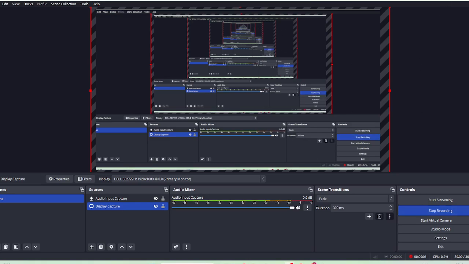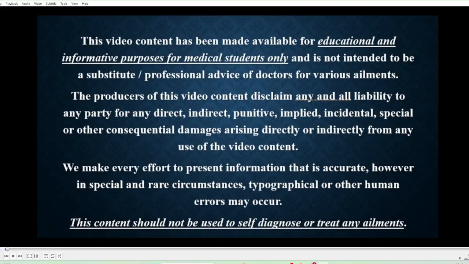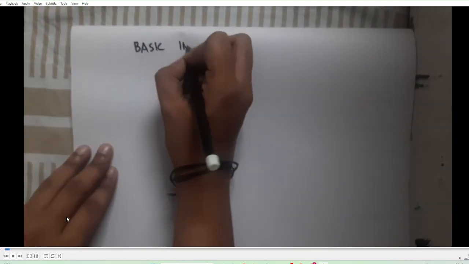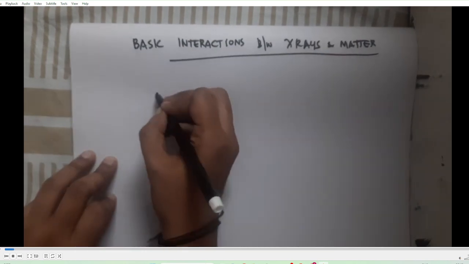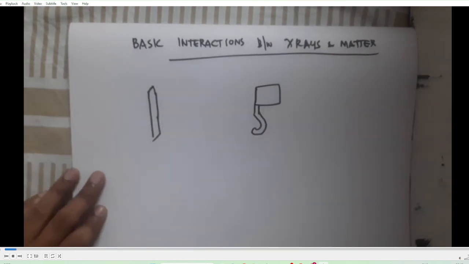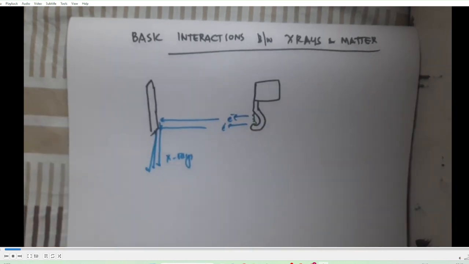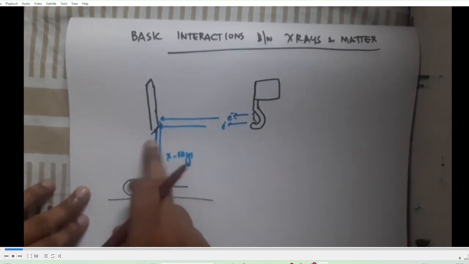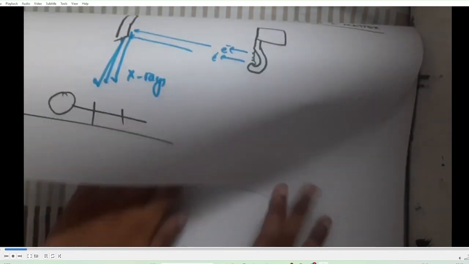Hello friends, let us now learn some important points about the basic interactions of X-rays and matter. Atoms are bound into molecules. When electrons pass from cathode to anode, X-rays are produced. Now, how these X-rays interact with the patient body is what we are going to deal with in this chapter.